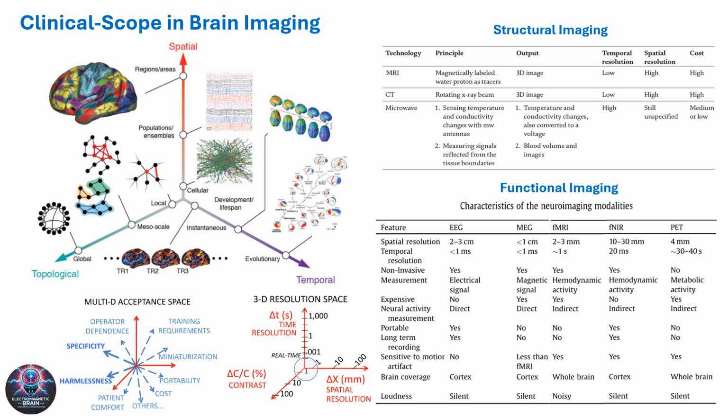This graph shows the trade-offs between time resolution, delta t in seconds, how quickly the technique captures brain activity; spatial resolution, delta x in millimeters, how precisely it localizes activity; and contrast, delta c/c %, the ability to differentiate between different brain regions or activities.